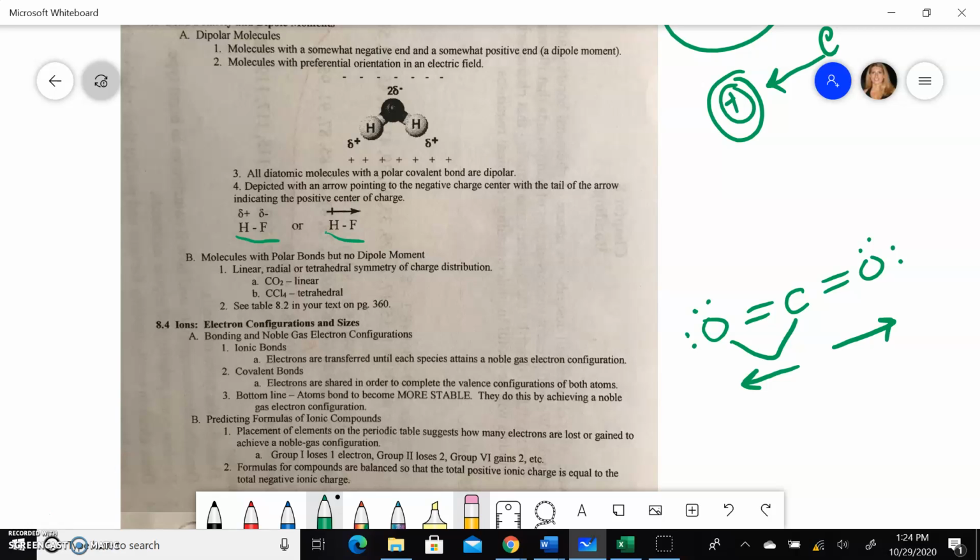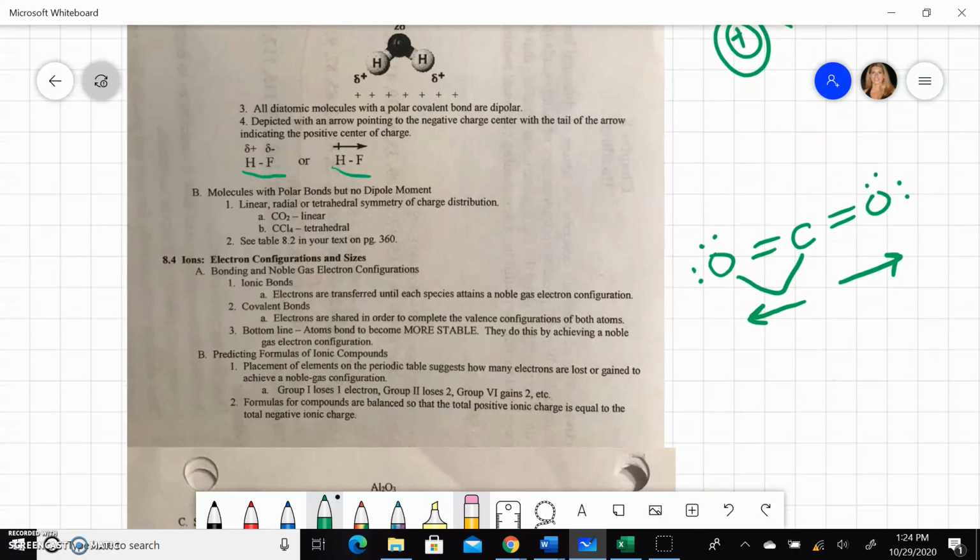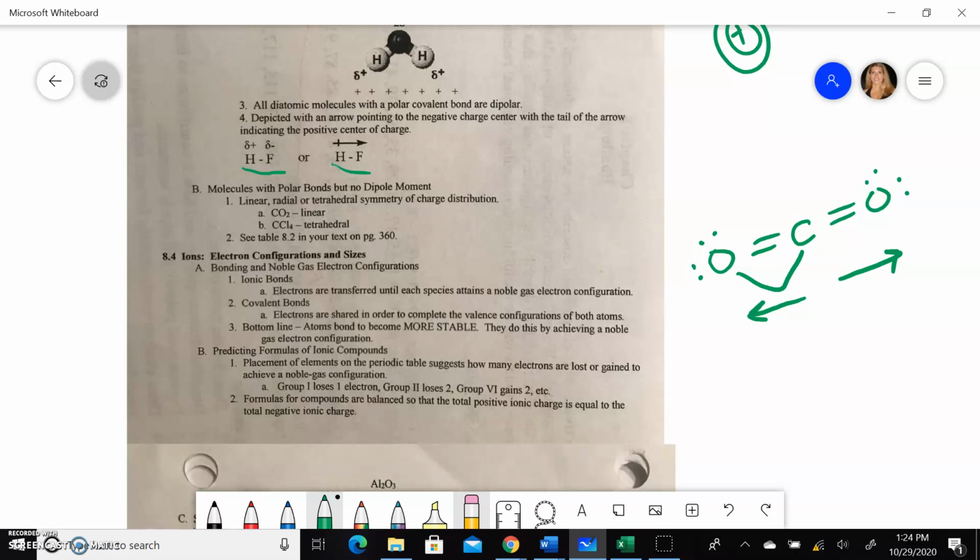What you want to talk about is the distribution of charge. If it's evenly distributed, then it's going to be nonpolar. And if it's not evenly distributed, that's going to be polar. And there's a table on page 360 that can help you with that.